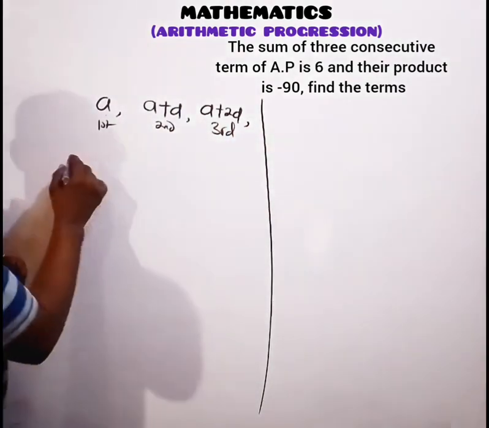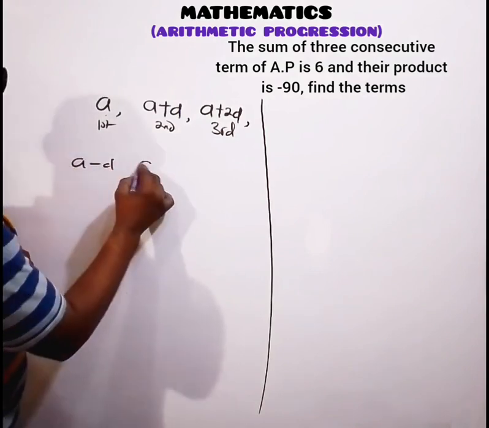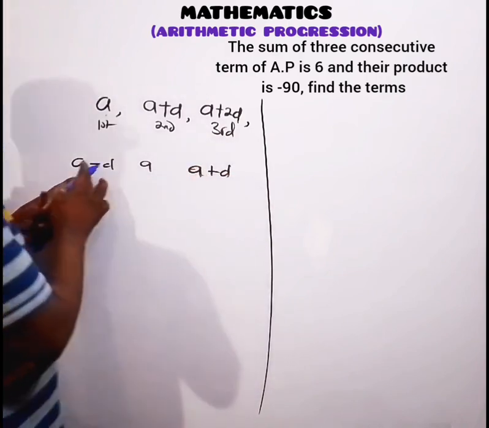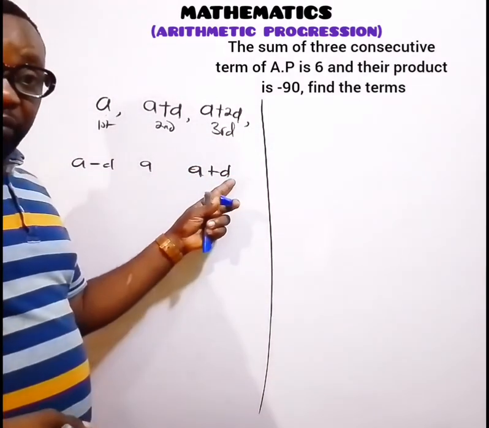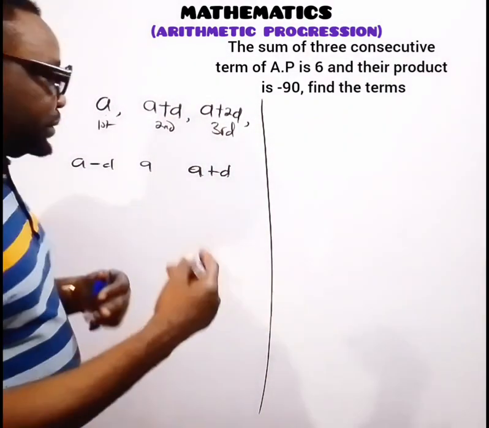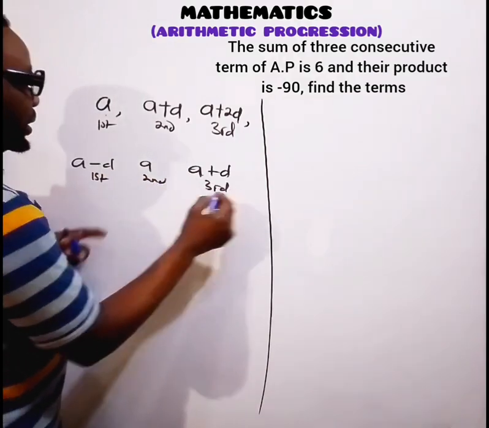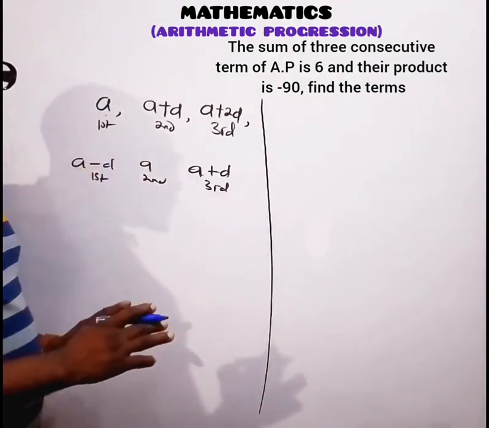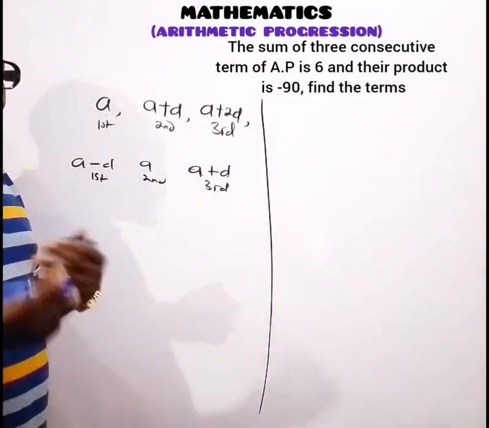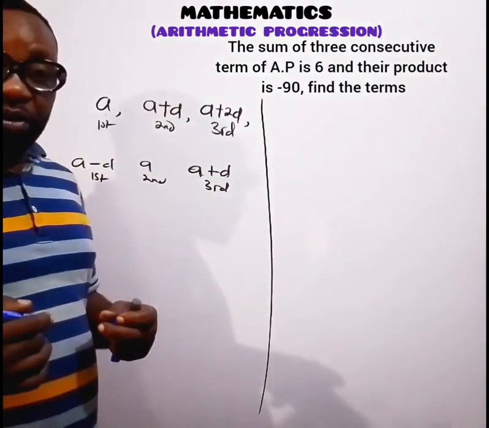Now, if we take A minus D as the first term, then A, and A plus D, you can see that they are also consecutive. They follow one another in the right order. So this is the first, second, and third. If you add them together and do the multiplication, we will be able to achieve our right answer. So let's look at the way we are going to solve this now.